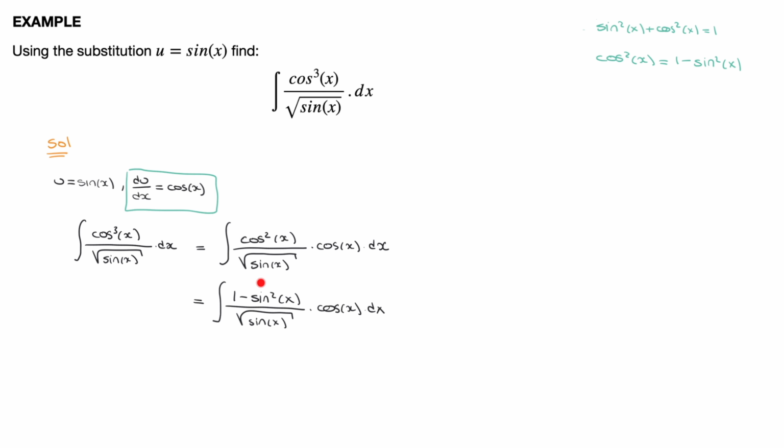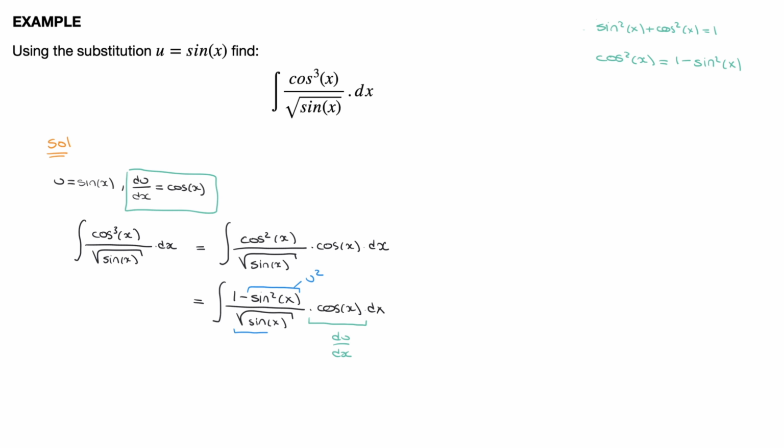And at this stage, we're ready to change the variable and rewrite our integral in terms of u. Indeed, looking at all of this, we now know that the cosine of x we have here, well, that can be replaced by du dx. And since u is equal to sine of x, the sine squared of x that we have at the top here, well, that will just be u squared.